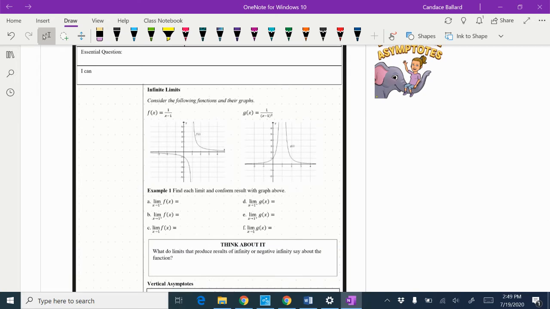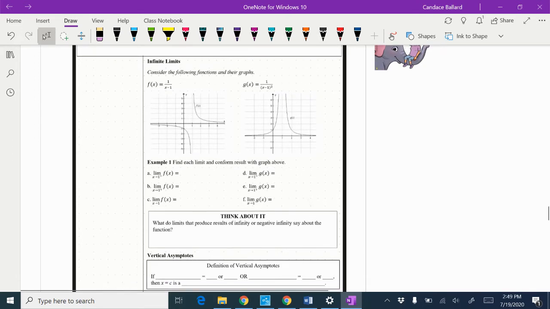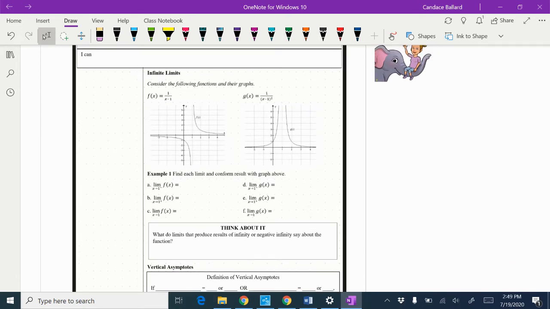So we're going to consider the following limits and their graphs. They gave us not only the function, but they also gave us the graph of the function. It looks like we've got some asymptotes there. We're going to find the limit of each and confirm the result with the graph above. So I'm going to use my graph actually to find them.